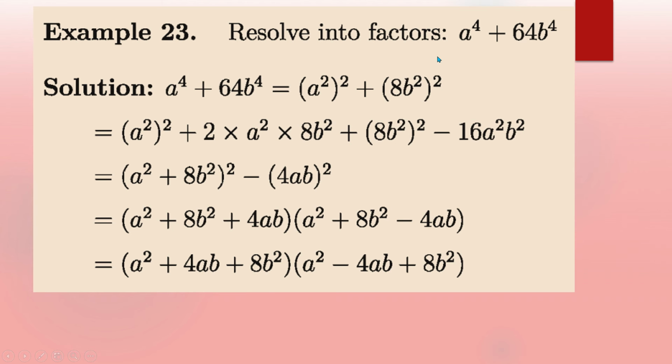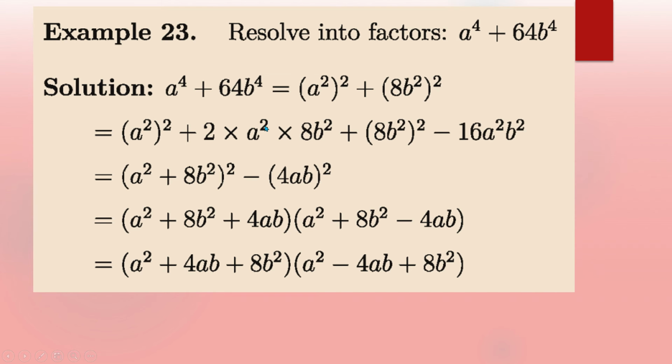Example number 23. Resolve into factors: a to the power 4 plus 64b to the power 4. So this equals a square whole square plus 8b square whole square. As here is 4, here is also 4, so we can write this. Now this equals, we can use this formula directly, or we can use this here: a square plus 2a square into 8b square.